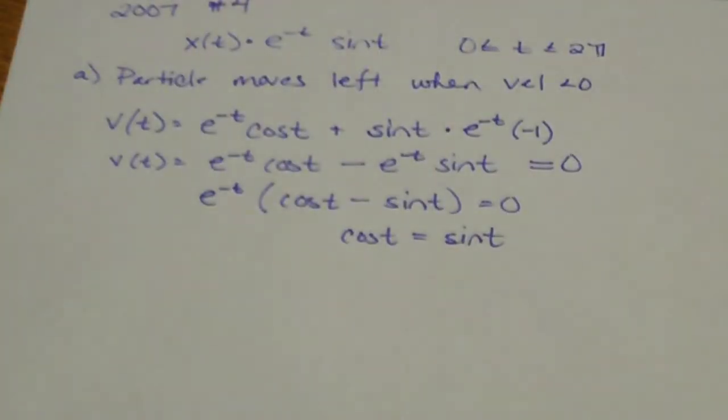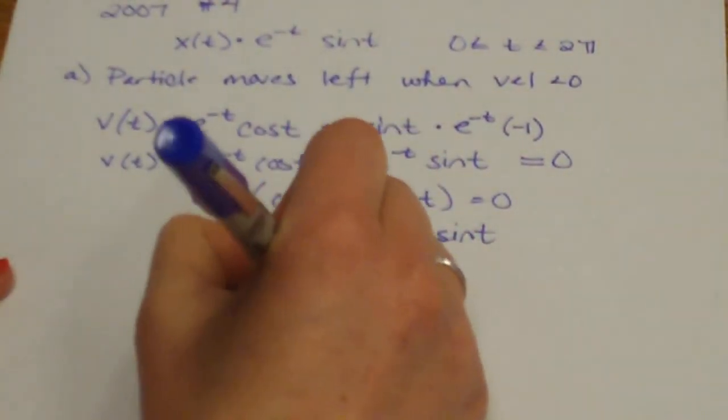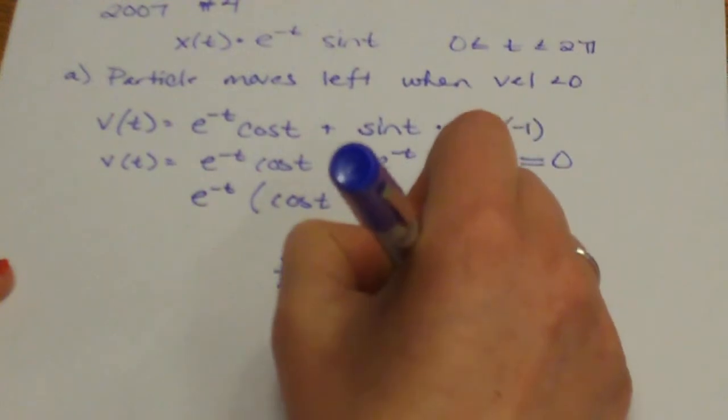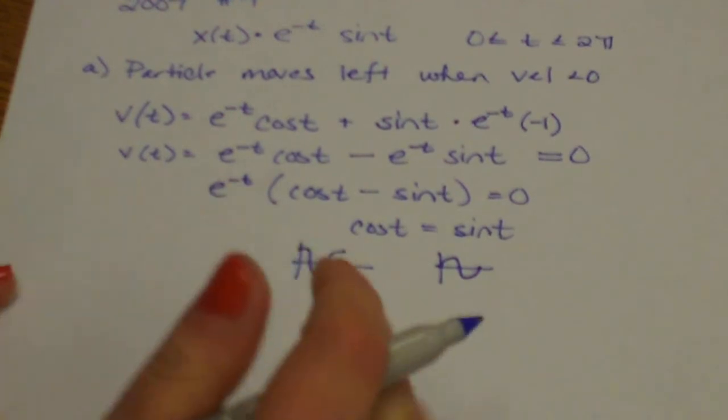Now here's the trick with this question. I do not have a calculator. Therefore, my answer must come from a graph or a triangle. If I look at my cosine graph and my sine graph, well, when are they the same? That's a little interesting. I'll skip that for now.